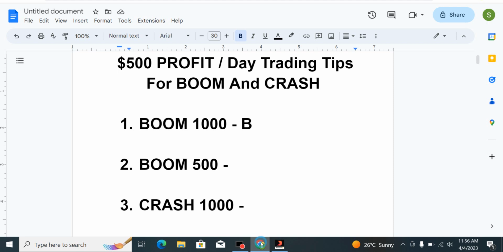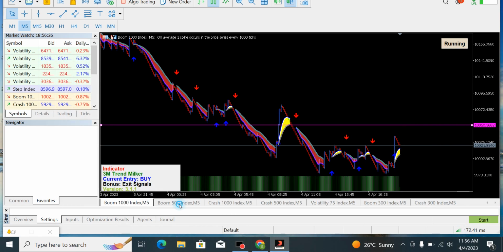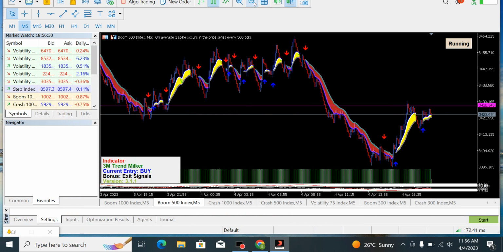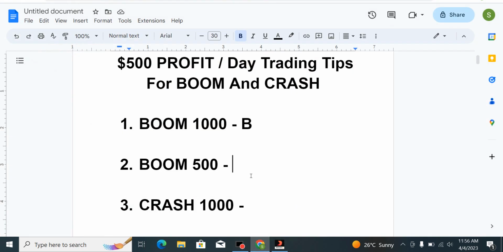The next asset is going to be Boom 500. Let's check it out right away. This is Boom 500, still on the 5-minute time frame, and of course I'm still using the 3M Trend Milker trading indicator. This had been on a downtrend for a very long time, but was unable to break out below the support zone, so it went on a buy trend. It got to this region, pulled back, and will be trying it out again. So this is going to be more of a buying opportunity also than a selling opportunity.